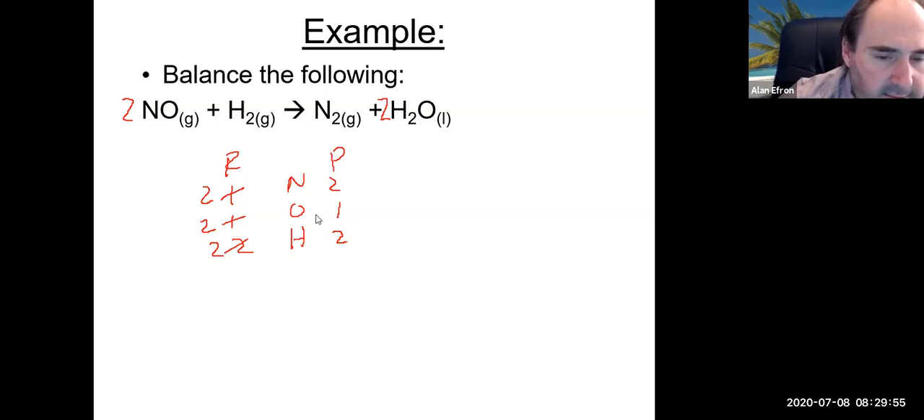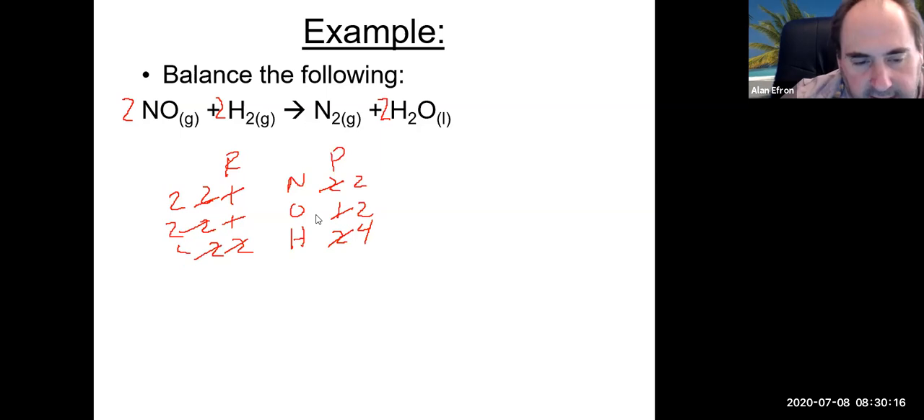And when we do that, we have two nitrogens. We now have two oxygens, 2 times 1, and 2 times 2 is 4 hydrogens, which means now to finish it up, we just need to come back and put a 2 in front of the H2, and that gives us 2 nitrogens, 2 oxygens, and 4 hydrogens there, and it is balanced. Any questions on that particular one?